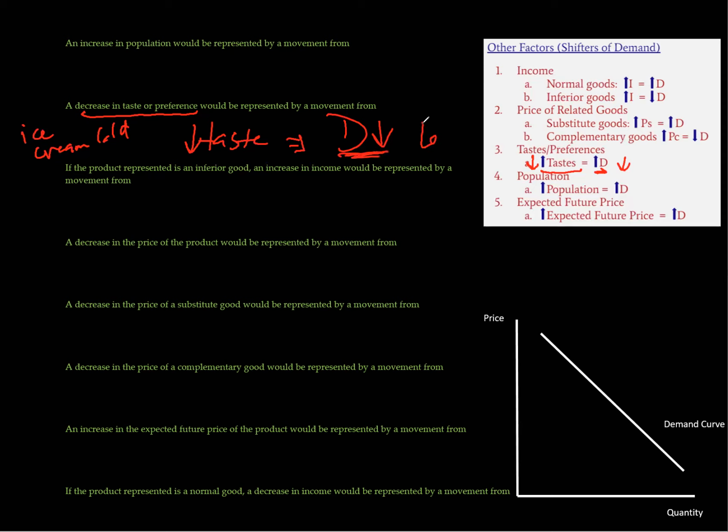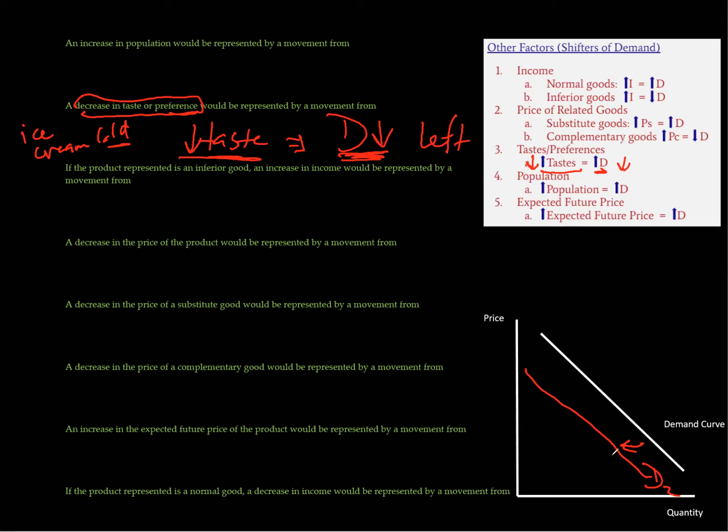All right, and again, that's a shift to the left. A decrease in demand means a shift to the left, and an increase in demand means a shift to the right. So this would be a decrease in demand, a shift to the left, because people's preferences decrease. That makes sense. When it gets cold outside, people's taste for ice cream decreases, so the demand for ice cream decreases. So the demand curve would shift left.